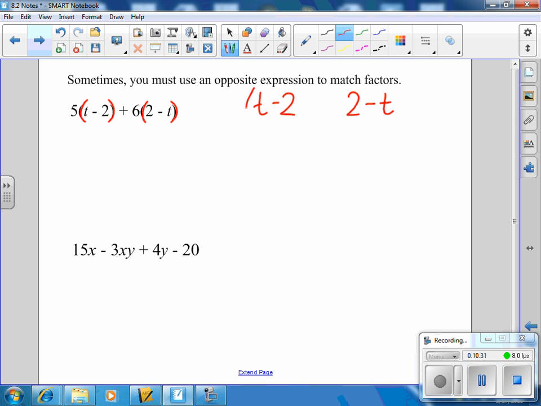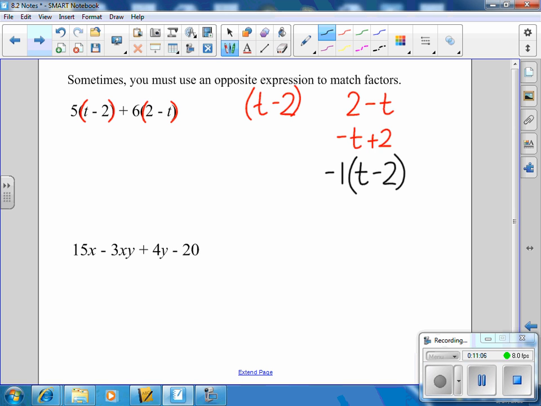This is the way that we tend to write things, t minus 2, the variable first. So let's switch this one around so it's the variable first. This says that I have negative t plus 2. Again, really close to the other one, but not exact. So when you get something like this that's really close, what we can do is factor out a negative. So right here, if I take out a negative 1, I end up with just t, and then take a negative 1 out of positive 2, I end up with negative 2.